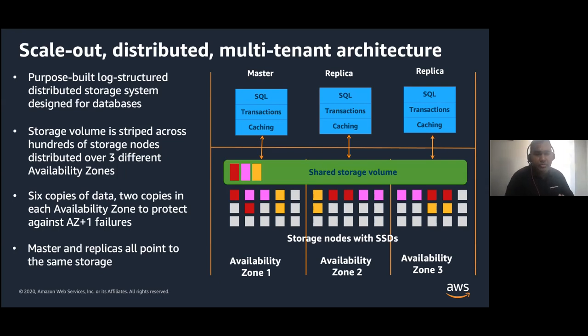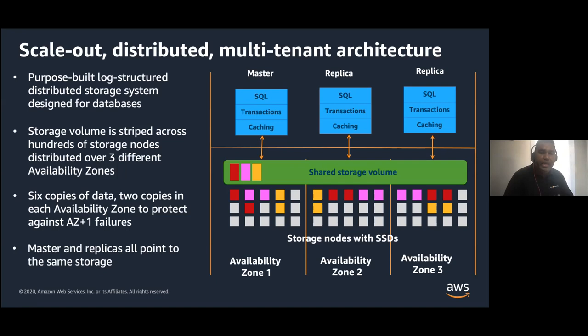What we have done is separate the compute and the storage layer. The compute layer, which I'll also call the head node going forward, includes the query processing, transaction, and caching layers of a traditional database, and is marked in blue on this diagram. The storage layer, the green section, is a purpose-built, log-structured distributed storage system. It is multi-tenant and spans hundreds of nodes distributed over 3 different availability zones.